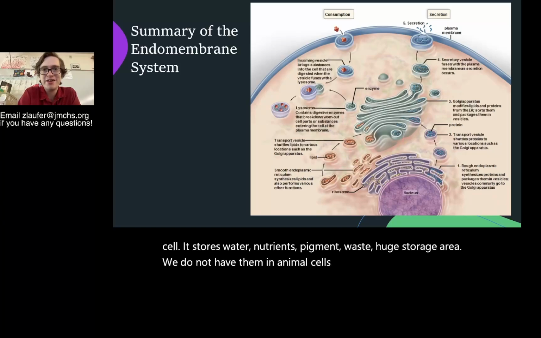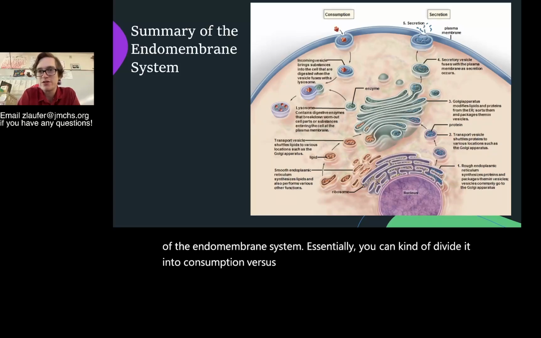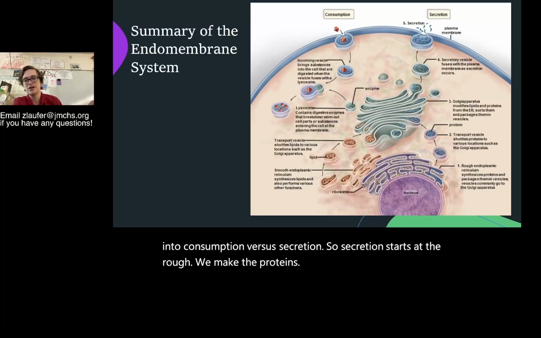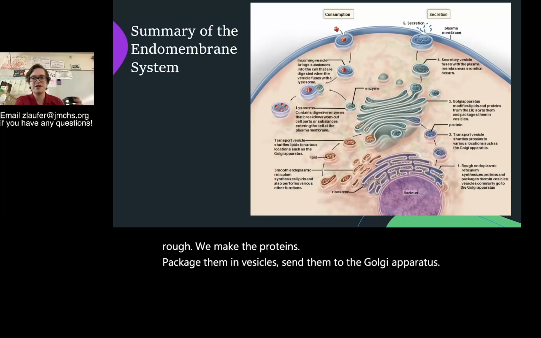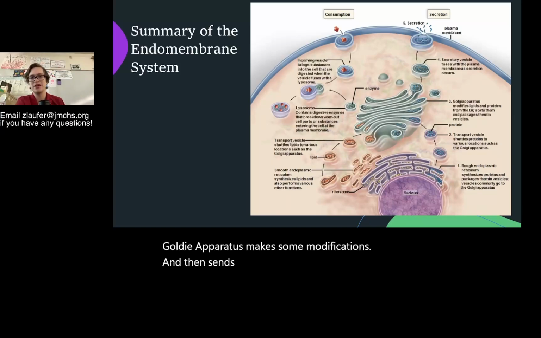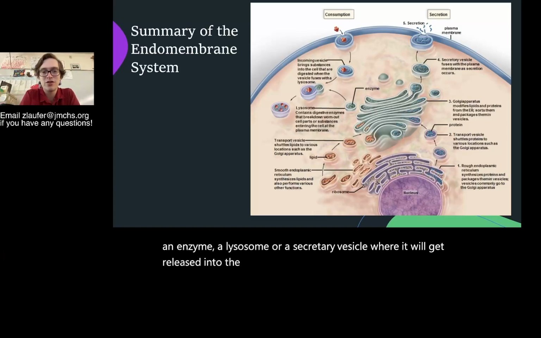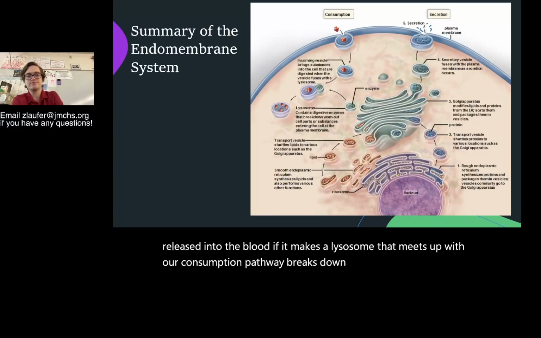So this is your big summary of the endomembrane system. Essentially, you can kind of divide it into consumption versus secretion. So secretion starts at the rough ER. We make the proteins, package them in vesicles, send them to the Golgi apparatus. The Golgi apparatus makes some modifications, and then it sends them to their destination, being a lysosome or a secretory vesicle where it will get released into the blood. If it makes a lysosome, that meets up with our consumption pathway, breaks down food. And remember, the ER also helps to synthesize lipids.